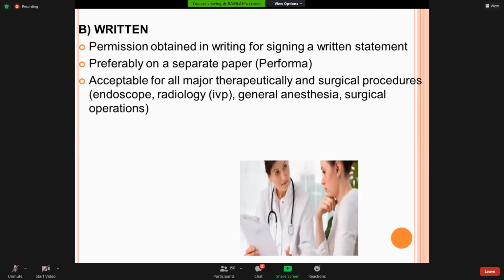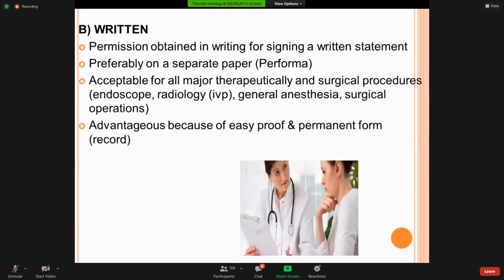Either that the procedures are well defined, the procedure of the anesthesia, how much duration, each and everything, for the particular specific surgeries. Usually, Aga Khan has started their practice ke unke alag alag bane hote hain, so you have to look for these things as well. Acceptable for all major therapeutic and surgical procedures like endoscopy, radioscopy, IVP, general anesthesia, surgical operations, theek hai, unme hum we always take the written form of the informed consent.